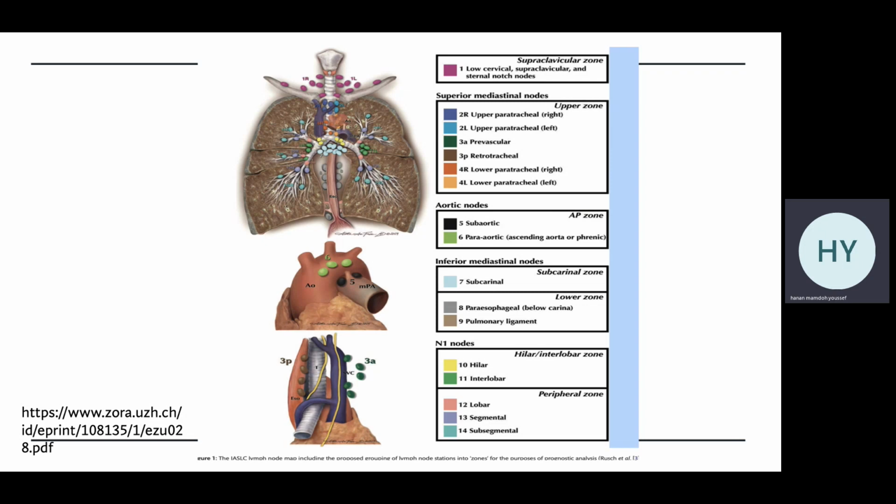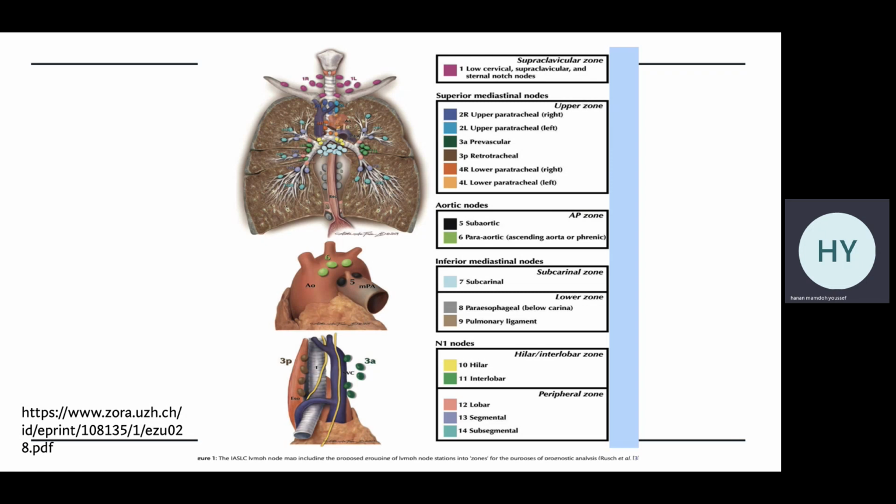This is called station 10, hilar lymphadenopathy, and there's also the interlobar, which is sometimes called sump lymph nodes, which is in the angle between the upper lobe bronchus and the middle bronchus on the right side, and on the left side between the upper and the lower. The other ones are just embedded in the lung parenchyma, so they are not accessible to be sampled.